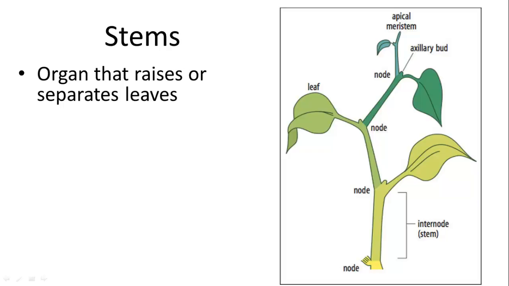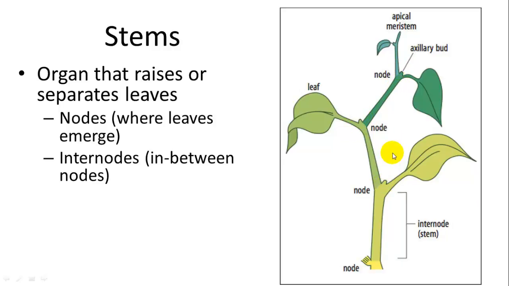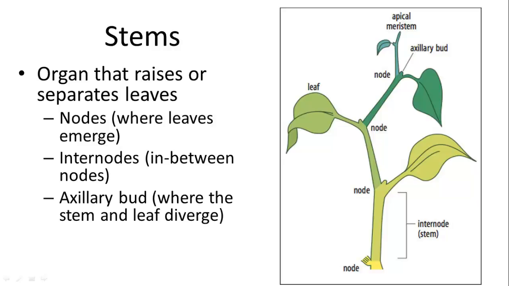All right, so stems are organs that raise or separate leaves. They are made of nodes, these parts here where you have buds coming off of them, and internodes, which are basically the points between the nodes. There are different types of emerging leaves. You have axillary buds, which is where the stem and leaf diverge, and then you have the apical bud, which is at the tip of the stem, at the very top.